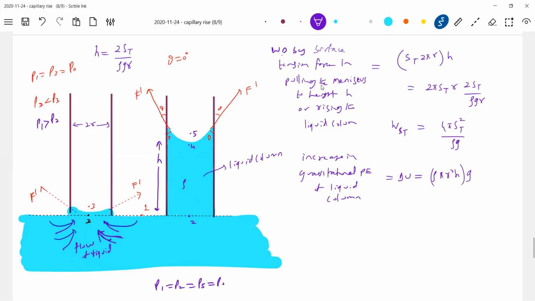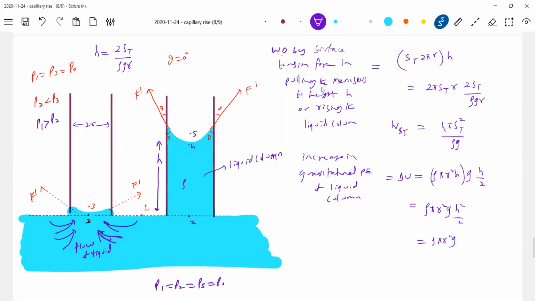Anybody? Because the center of mass, we know the center of mass idea. h by 2. Okay, good. It should be the height of the center of mass. Fine. Okay, all of you able to think? Nice. Now we'll go for rho pi r square g h square by 2.